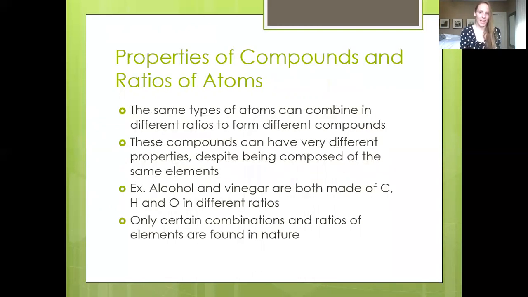And you can have molecules that are formed with the exact same elements, but with different ratios of them. So for example, alcohol and vinegar are both made of carbon, hydrogen, and oxygen, but the ratio of carbon to hydrogen to oxygen is different. Same with H2O compared to H2O2. The only difference between them is one has 1 more oxygen than the other. One is water, one is hydrogen peroxide. Only certain combinations and ratios will occur naturally.